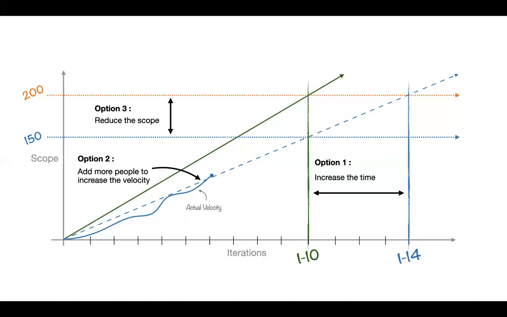And the third option that you could use is to say, hey, you know what, I'm still going to deliver something at the end of iteration 10. It won't be 200 points, but it might be 150 points, and I'm still going to go live with those 150 points. And that's the third option. So you reduce the scope, right?